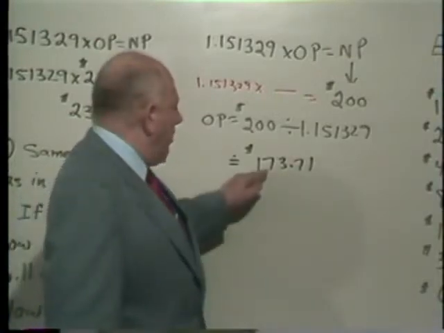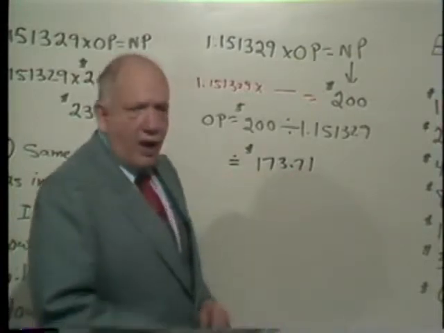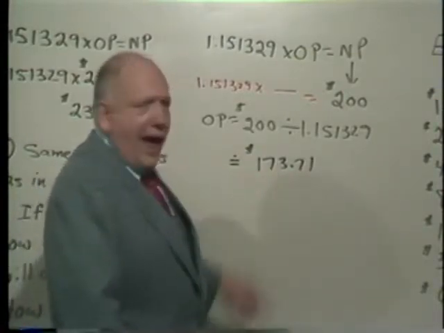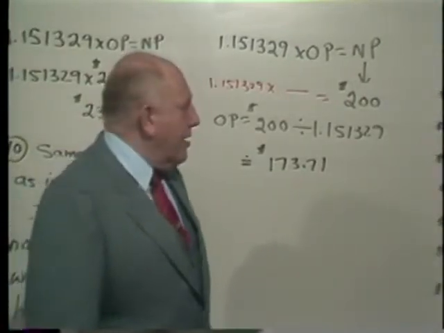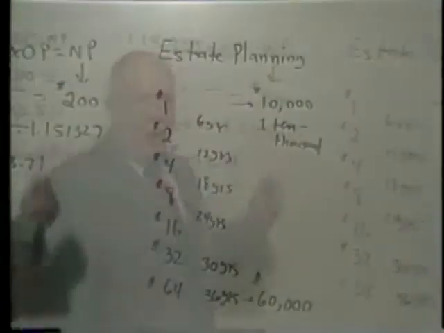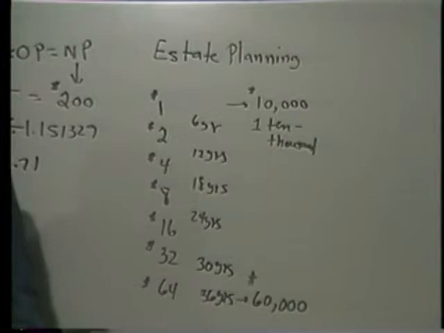$173.71. In other words, if the groceries are going to cost me $200 2 years from now, right now I can buy that same order for $173.71. And this is what I mean by what I call estate planning. There are two ways to look at this. One way is, suppose I want my youngster to go to college, and I don't have the money right now to send my youngster to college. What can I do?